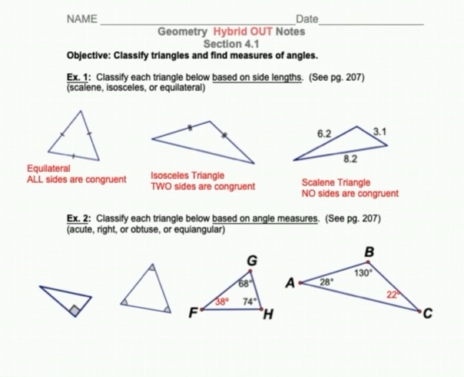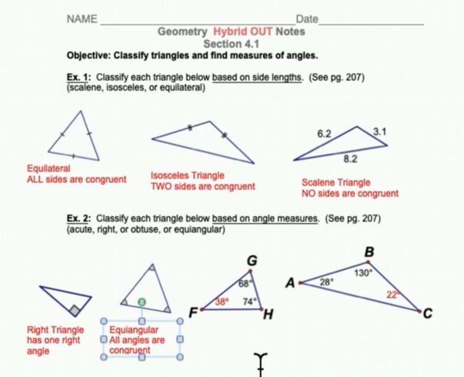Okay, now we have enough information to do example 2. This first triangle, I notice that there is a right angle in it, so we classify that as a right triangle because it has one right angle. This second triangle has all three angles marked congruent, so you already know that vocabulary word. That is called an equiangular triangle because all of the angles are congruent.